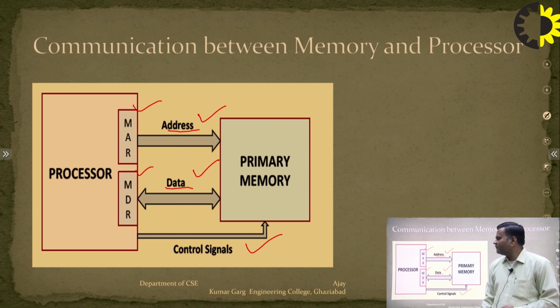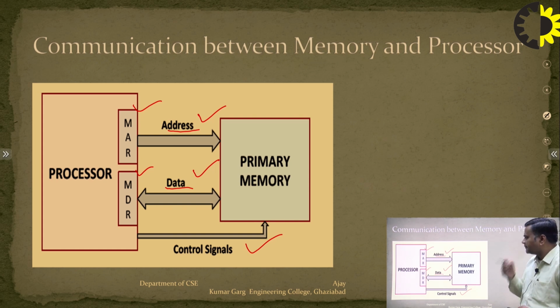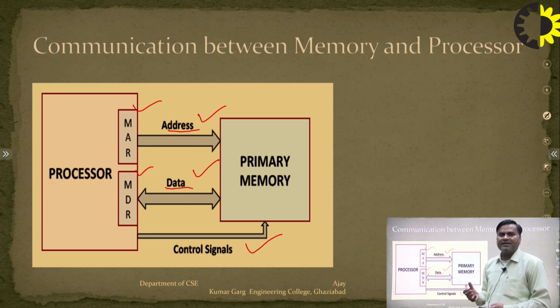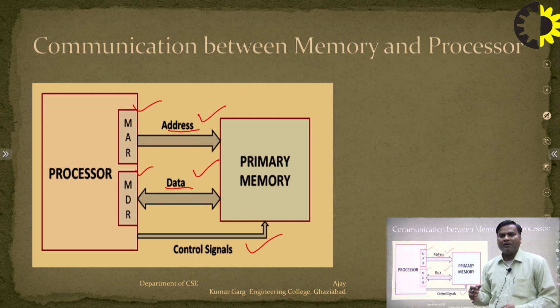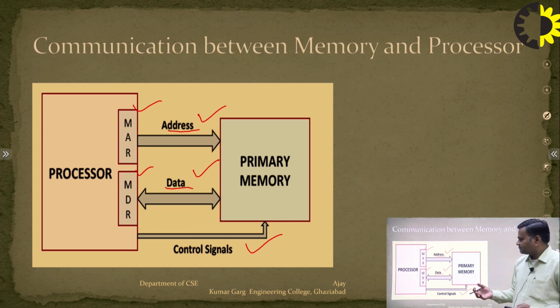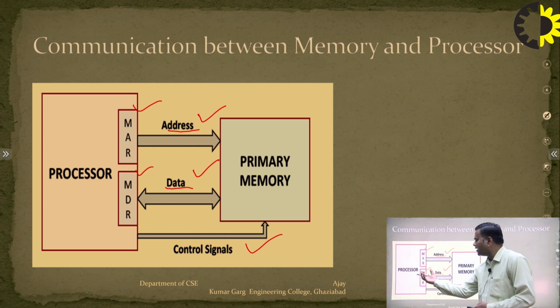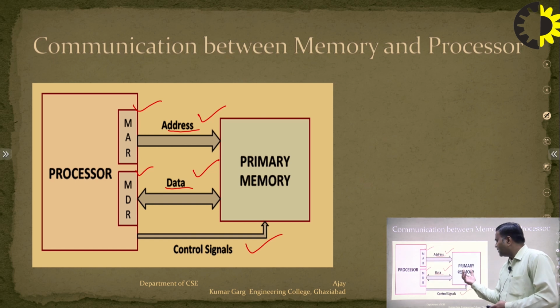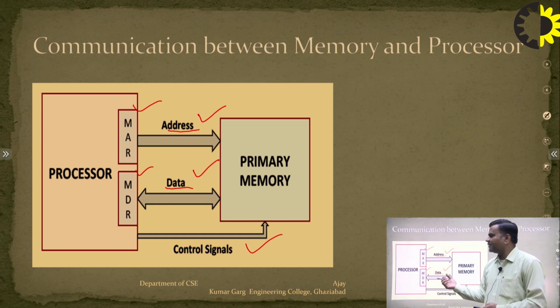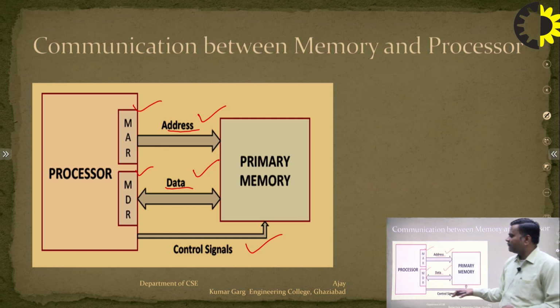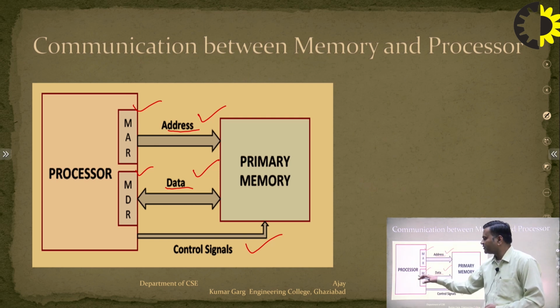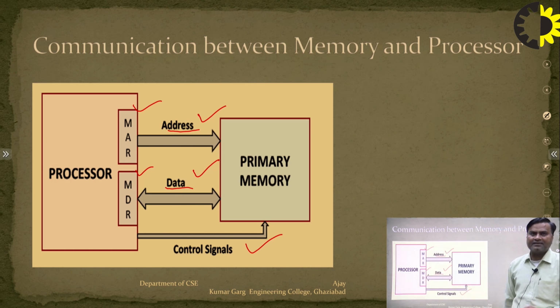In this case, if we talk about the read and write operations, basically memory performs read and write operations. If we talk about the read operation, then data flows from the memory to the processor. If we talk about the write operation, then data flows from the processor to memory.